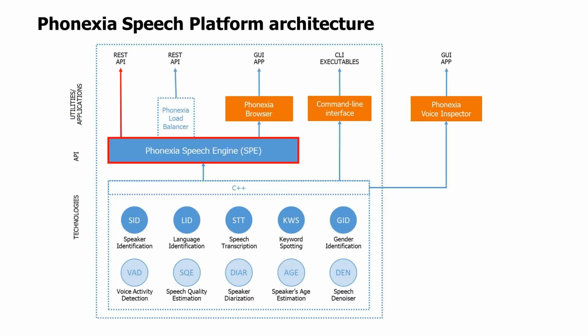Now, when we have talked about the individual technologies, let's look at the entire Phonexia Speech Platform architecture. Technologies built using a C++ SDK form the solid base providing internal C++ API. There are command line applications used for integration to Linux or Windows scripts. There is also one specialized GUI application for forensic experts called Phonexia Voice Inspector. There is the Phonexia Speech Engine, our flagship product, which is built on top of the C++ API base layer and provides a public REST API. On top of the REST API, we have built a demo application called Phonexia Browser.